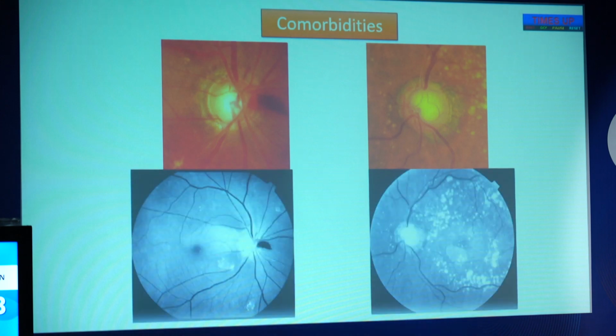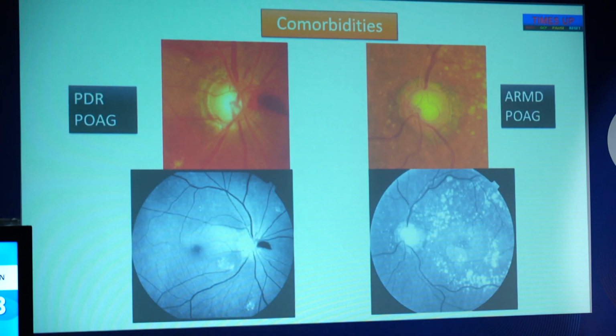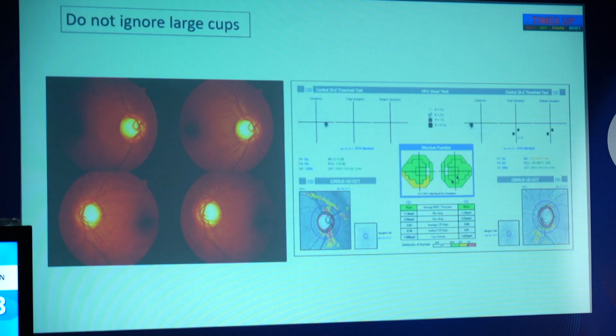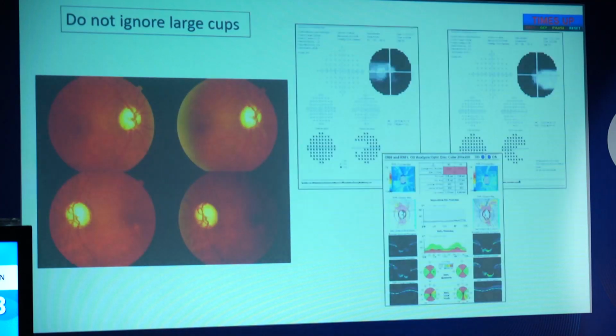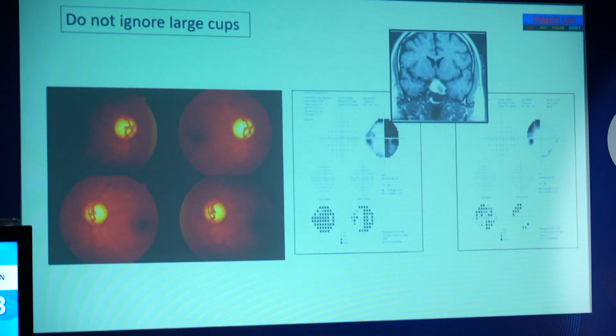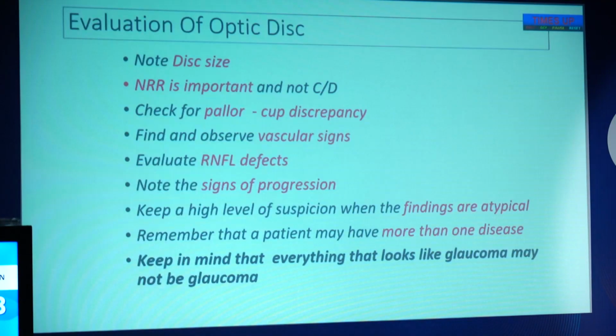And don't forget comorbidities, because these patients are all elderly and they can certainly have some other diseases. Do not ignore large discs, because they might be normal, might have advanced glaucoma, or might have some neurological problems. So most important is to note the disc size. The NRR is important and not the CD.